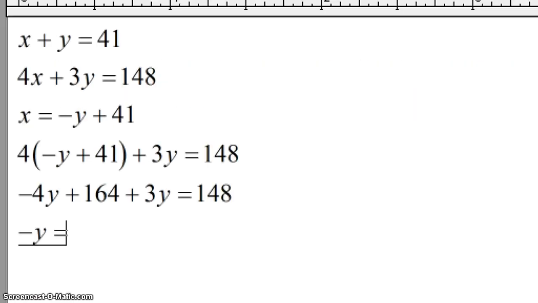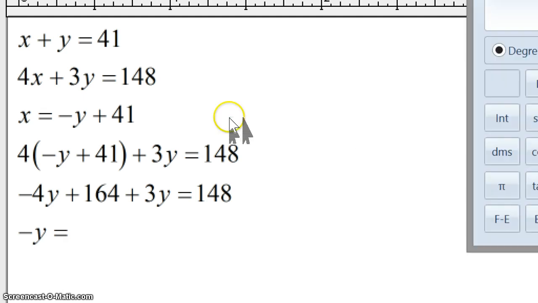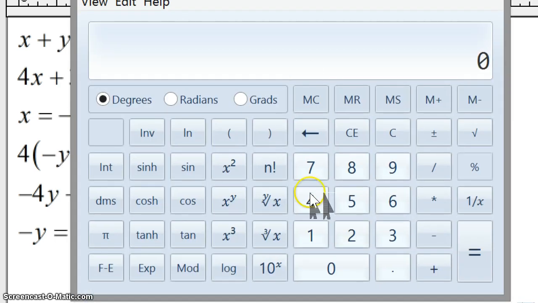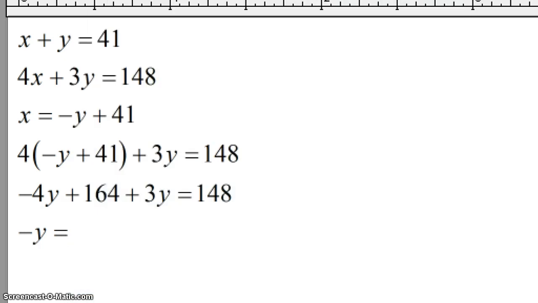So then subtract 164 from each side. I'm going to use a calculator for this one. So what did I have? 148 minus 164. That equals negative 16. Okay, so y equals 16.